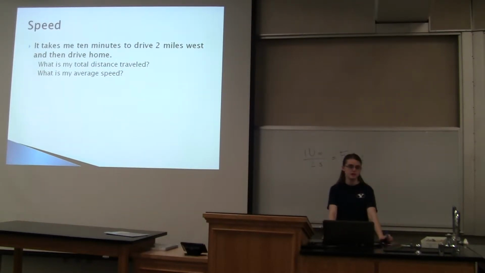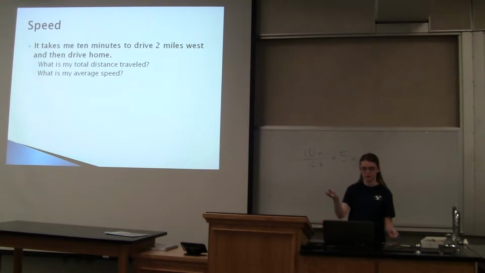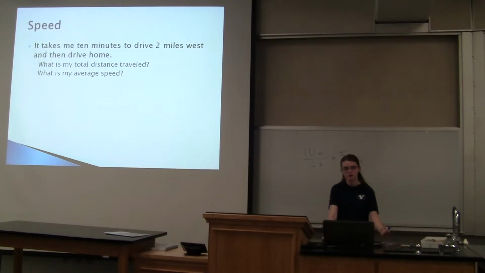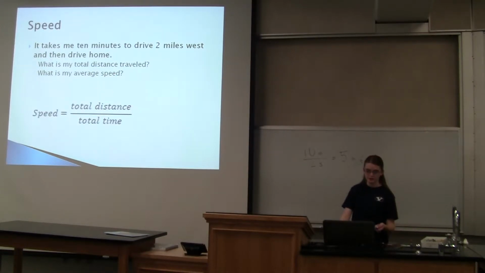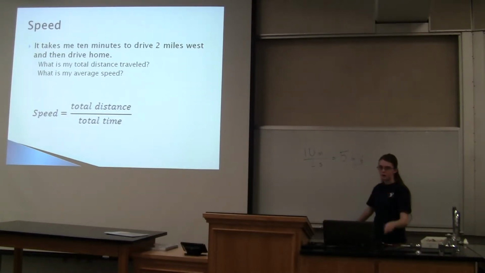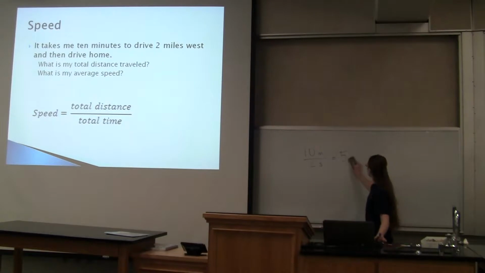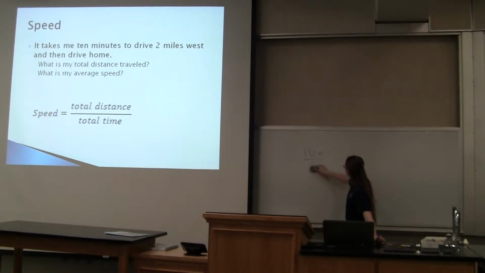It takes me 10 minutes to drive 2 miles west and then drive home. So what's the total distance we've traveled? Great, 4 miles. Okay, but so how are we going to calculate our average speed? Well, we talked about in the last problem, you just have to take your total distance that you've traveled and divide it by the time that it takes you to travel that distance. So that's what that equation looks like. Speed equals total distance over total time. So let's go ahead and do that with your partners, and we will talk about it in a second.